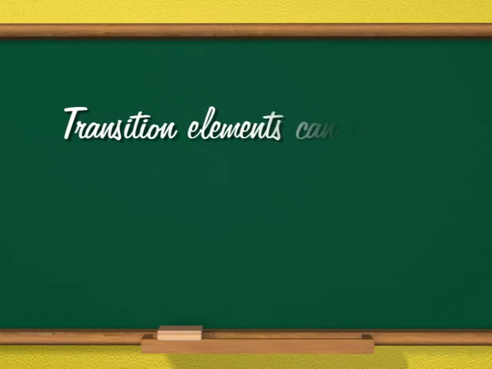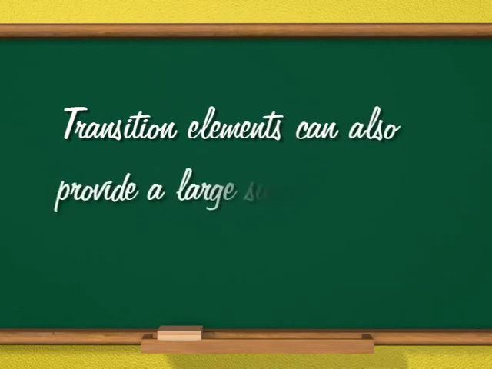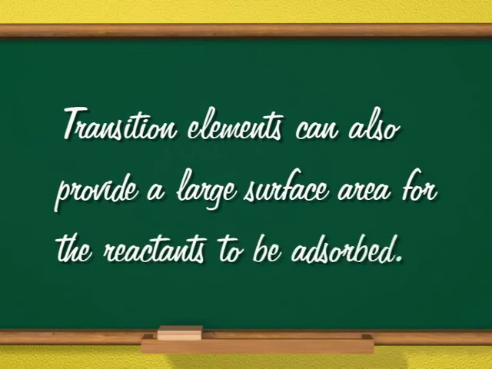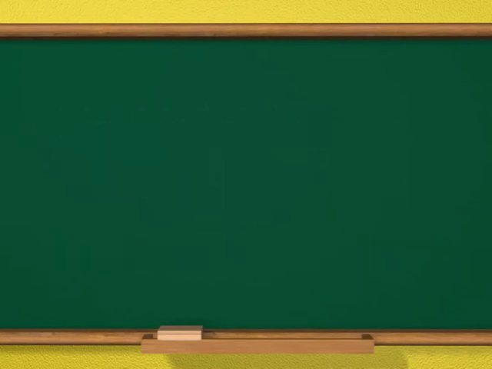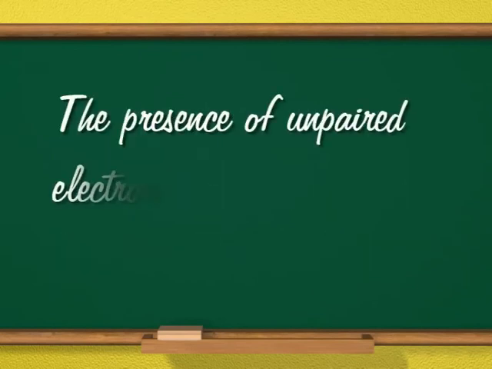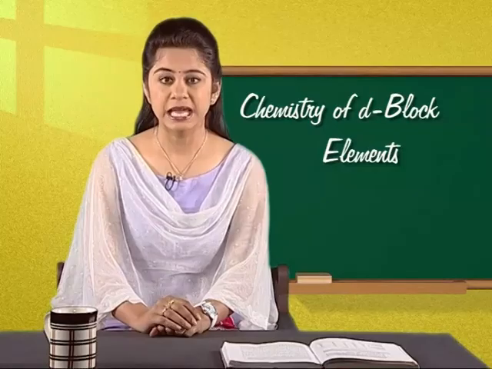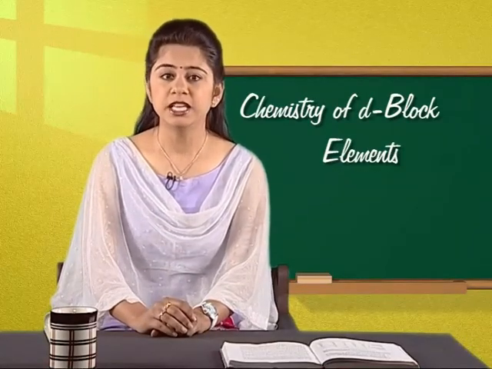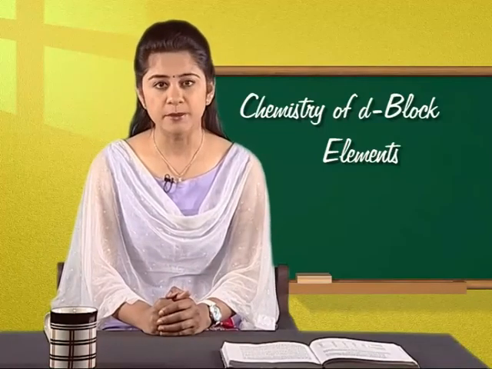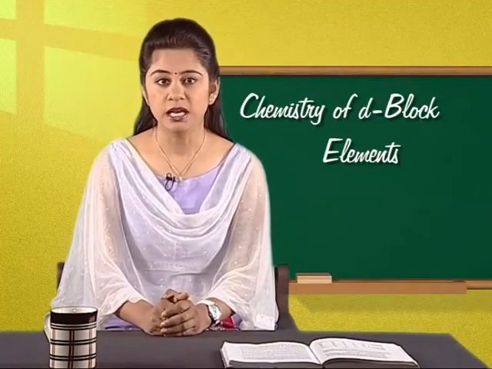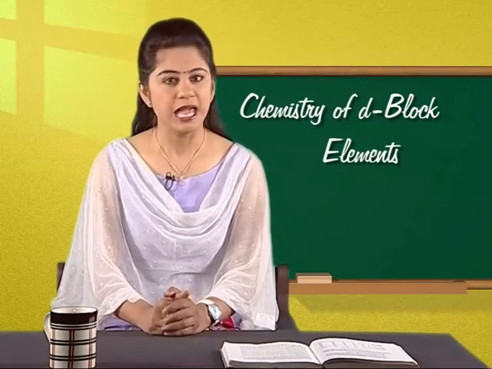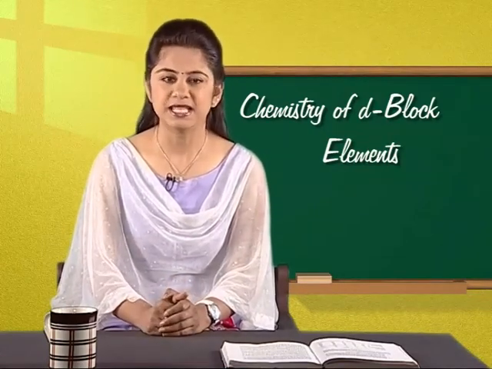Transition elements can also provide a large surface area for the reactants to be adsorbed and thus act as a surface catalyst. The presence of unpaired electrons in their incomplete d orbitals and thus the capacity to absorb and re-emit a wide range of energy makes the required energy of activation available and hence they act as catalysts.